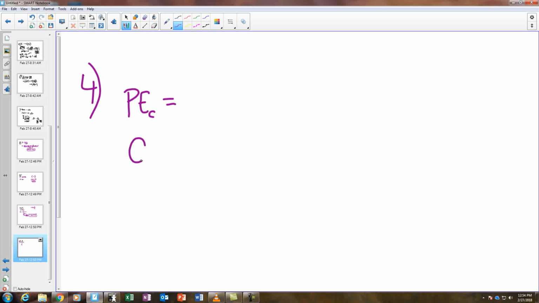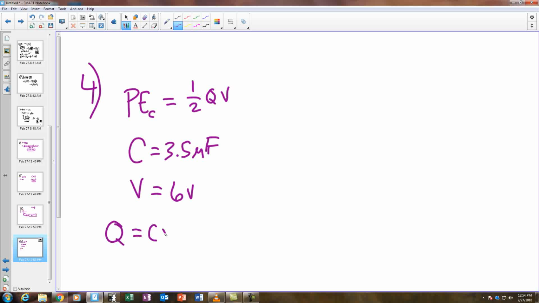It has a capacitance of 3.5 microfarads. See, E negative 6 on that makes sense. So our farads should always be small. And a voltage of 6 volts. So my formula for potential energy from a capacitor is 1/2 QV. But I don't have Q. Well, I do know that Q equals CV.